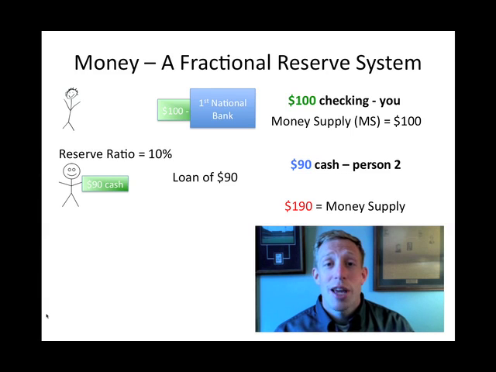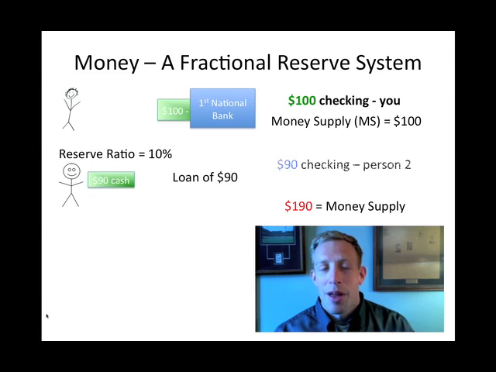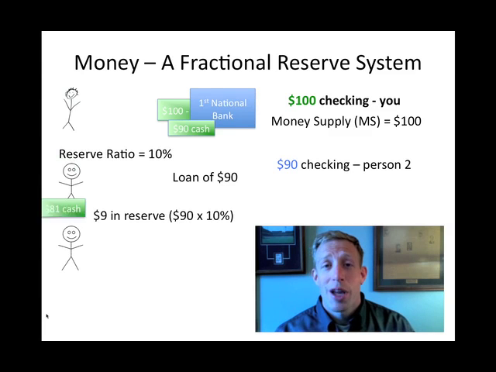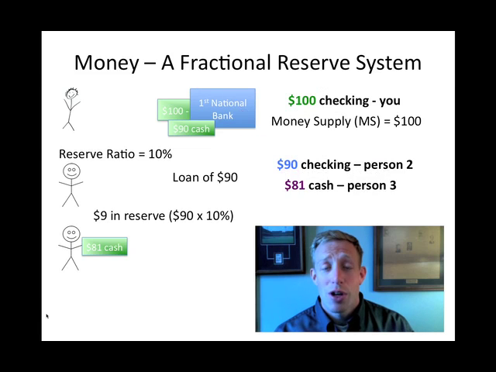Now, let's say person number two takes that $90, deposits it in their own checking account, and then walks away. Now, their bank has the ability to lend 90% of that. So if they lend 90% of $90, they're going to make a loan for $81. Person number 3 comes along, they take out that loan, and that's given to them in cash. So now we have your $100 in your checking account, person number 2's $90 in their checking account, and person number 3's $81 in cash, which gives us a total for the economy of $271 in money supply, yet no new money has been printed.